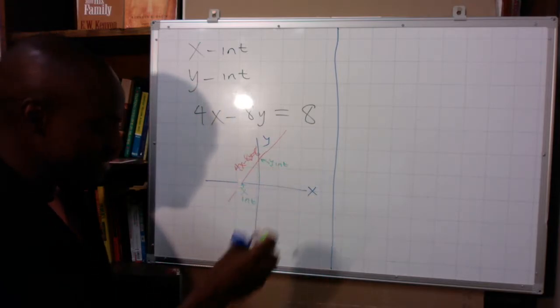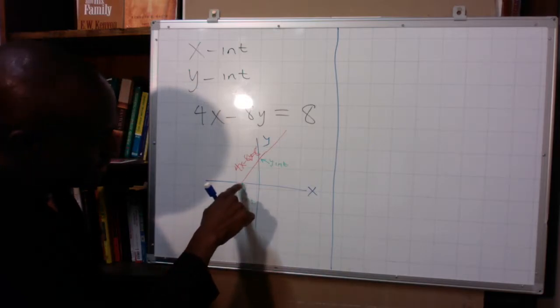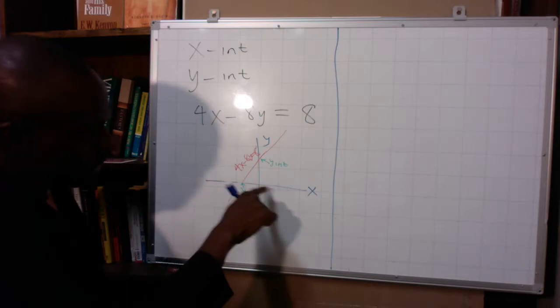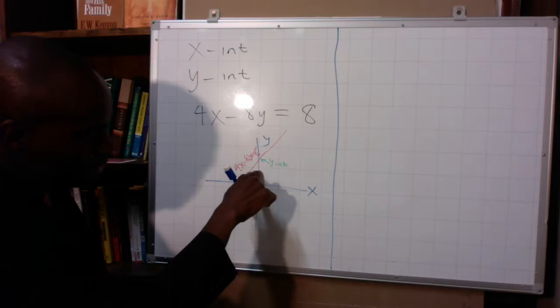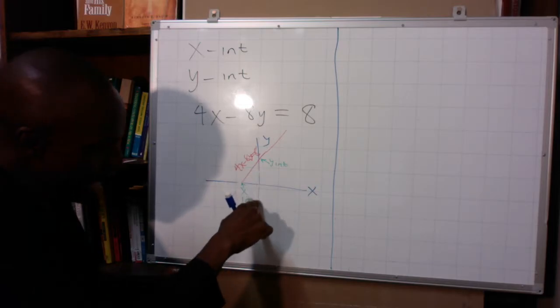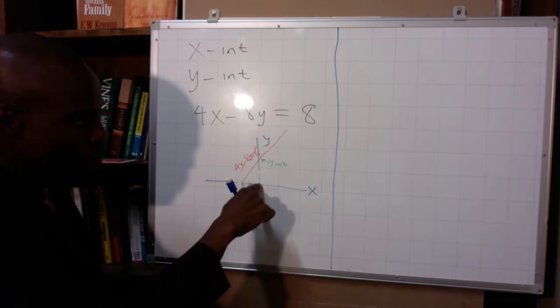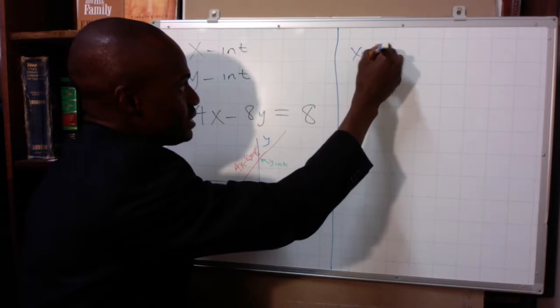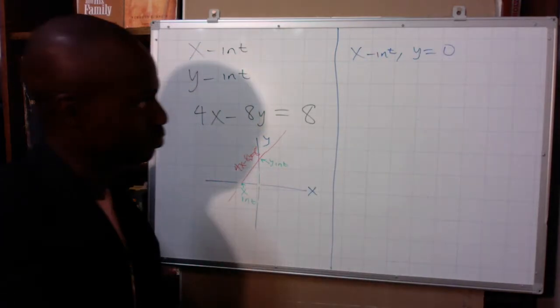Here's what is interesting about the x and y-intercept. Notice that at the x-intercept, what is the value of y? Well, y is 0 at that point because y is positive above the x-axis, y is negative below the x-axis. But at the x-intercept, y has a value of 0. So we know that at the x-intercept, y equal to 0.